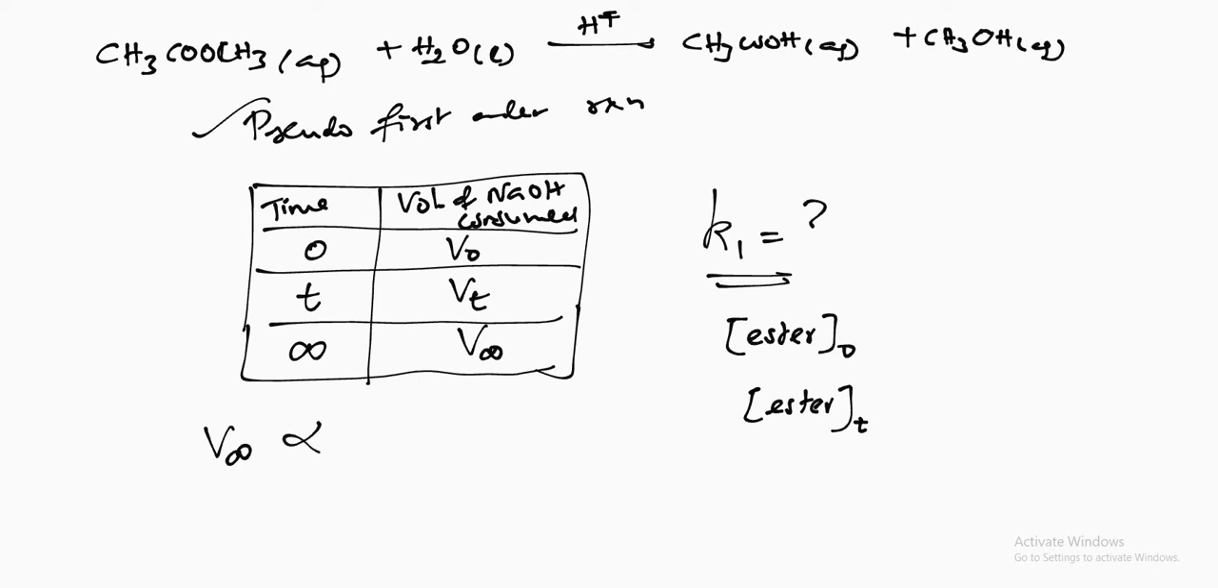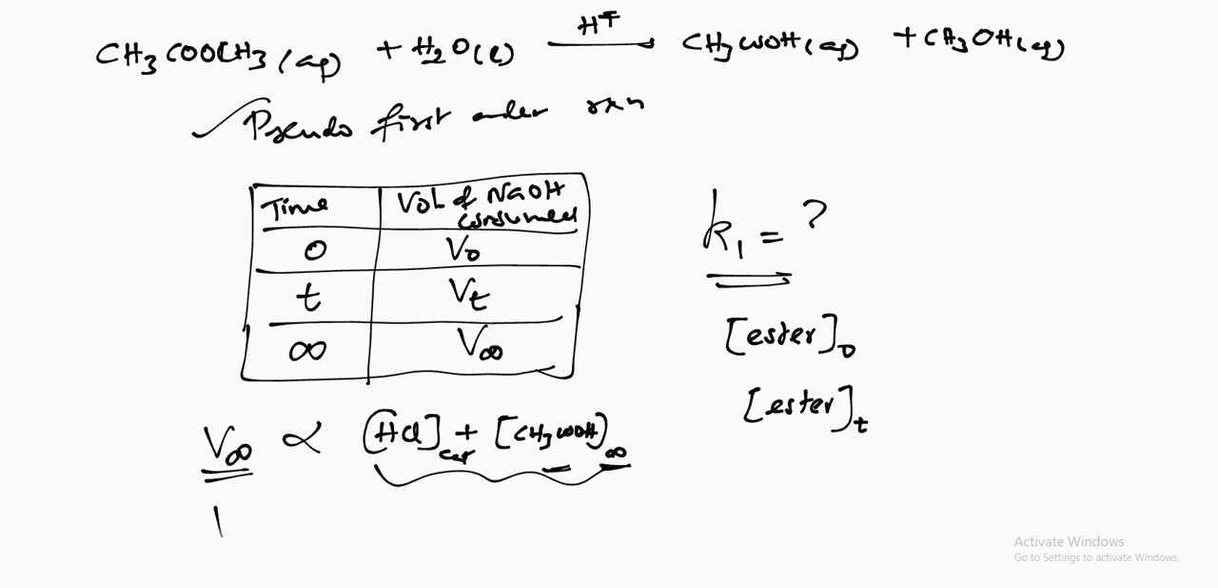V infinity is proportional to the total concentration of the HCl, where HCl is the catalyst. That concentration remains as such throughout the reaction, plus the total concentration of the acetic acid that is formed at the completion of the reaction. Infinity means completion. Students, if all ester molecules reacted, you will get the maximum amount of acetic acid, and that is this value. The sum of these two is nothing but V infinity.